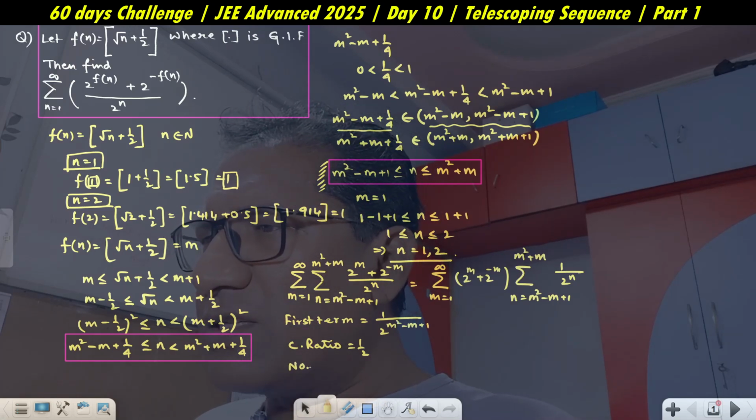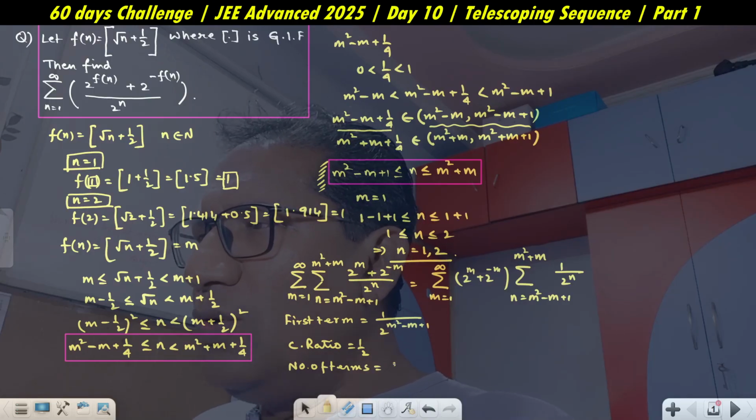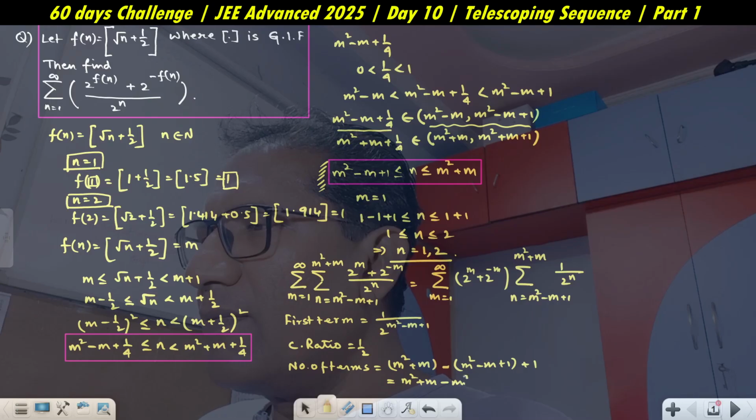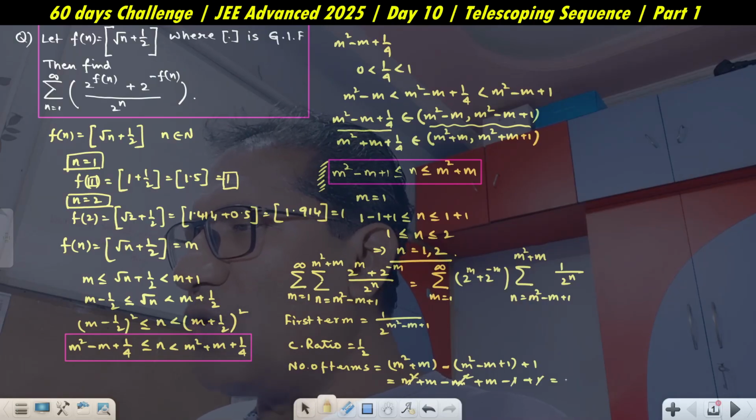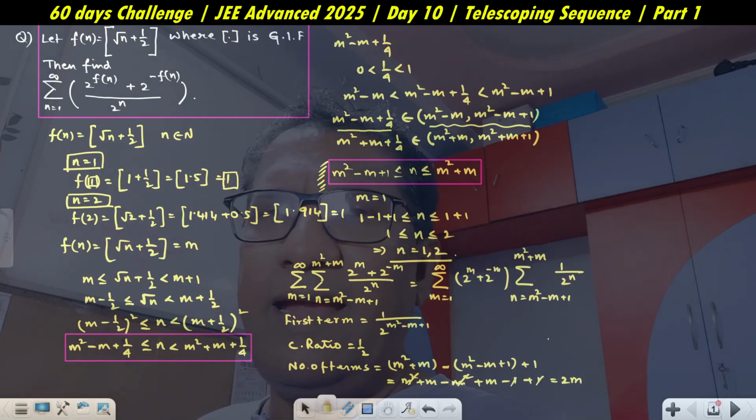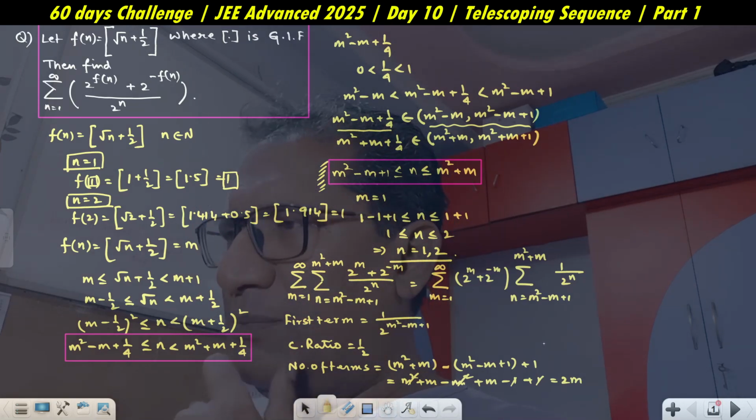And how many number of terms are there? Number of terms is equal to m square plus m, the upper limit, minus the lower limit, plus 1. So it gives us m square goes off, 1 goes off, so it is 2m. So how many number of terms are there? There are 2m number of terms.